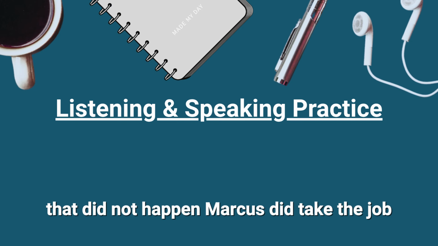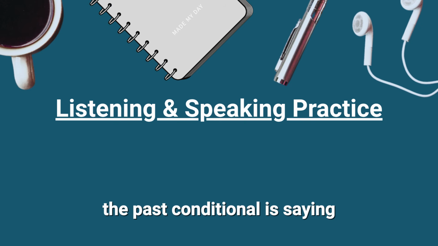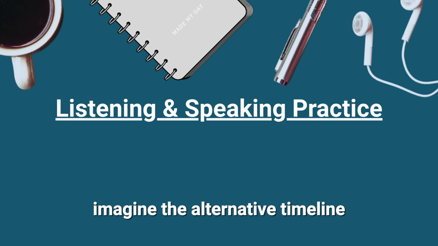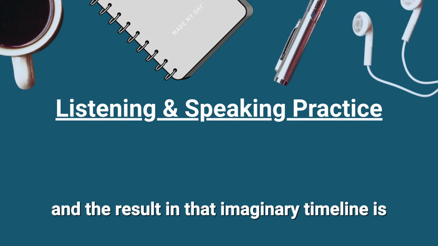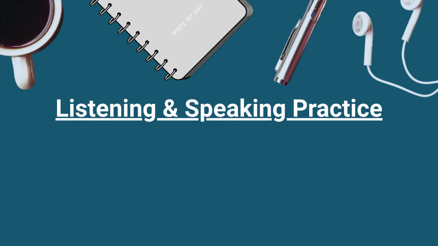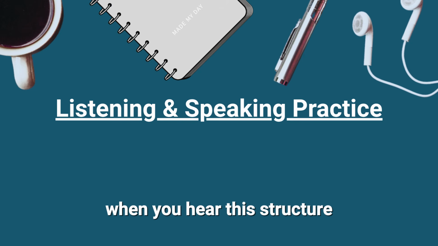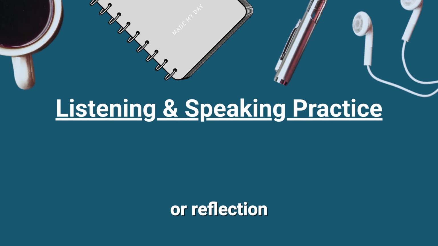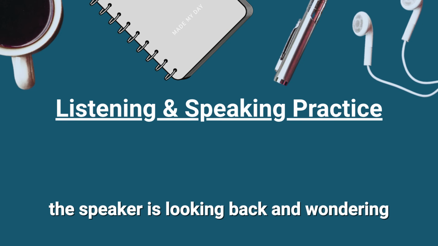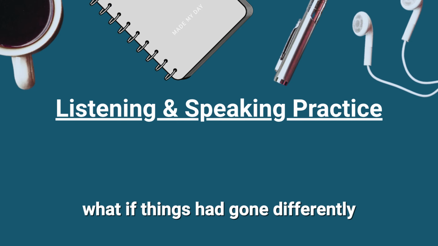Marcus did take the job. They did not stay in touch. The past conditional is saying, imagine the alternative timeline, the one where the decision was different. And the result in that imaginary timeline is we would have stayed in touch. When you hear this structure, the emotional signal is almost always regret or reflection. The speaker is looking back and wondering, what if things had gone differently?